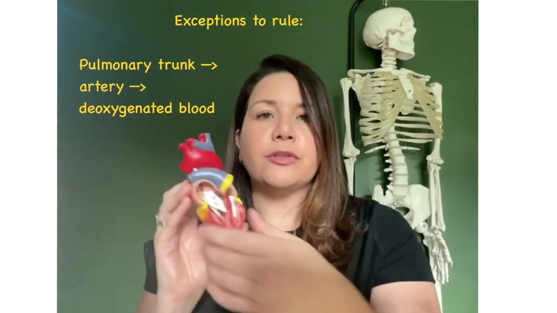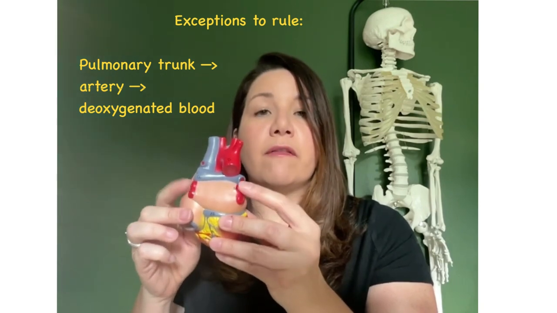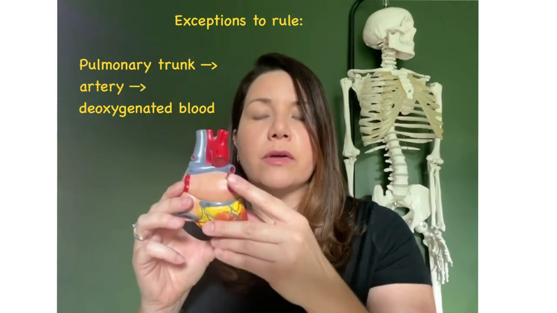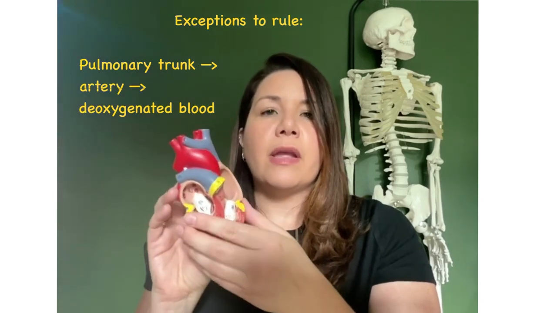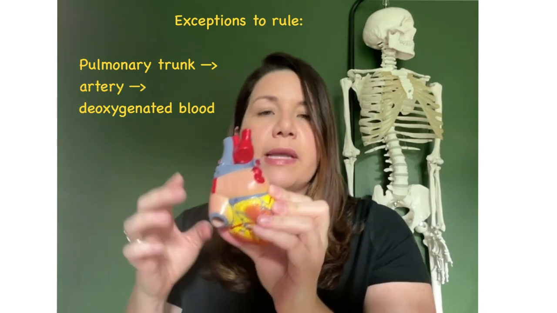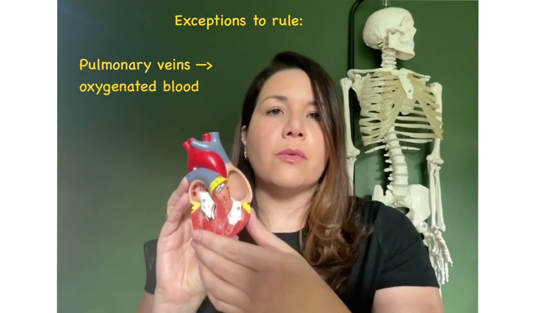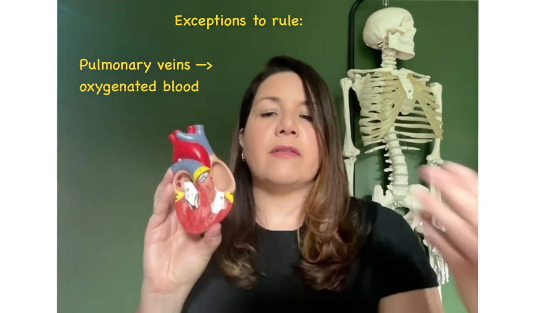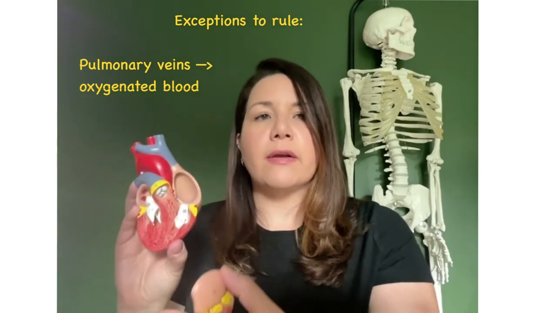The other exception to the rule is when we come back from the lungs in through the pulmonary veins. Veins bring blood back towards the heart, so it's going into the left atrium from this area. These veins, though, are carrying oxygenated blood because it just came from the lungs. So these are two exceptions to our rules of arteries carrying oxygenated blood and veins carrying deoxygenated blood.